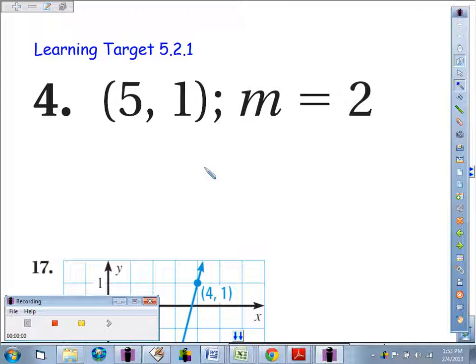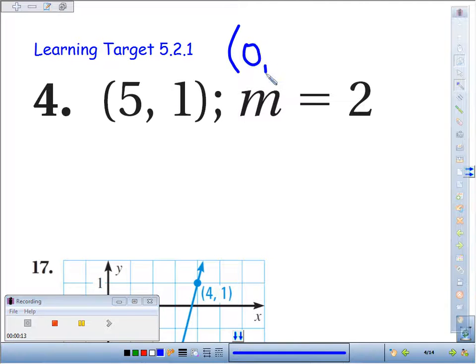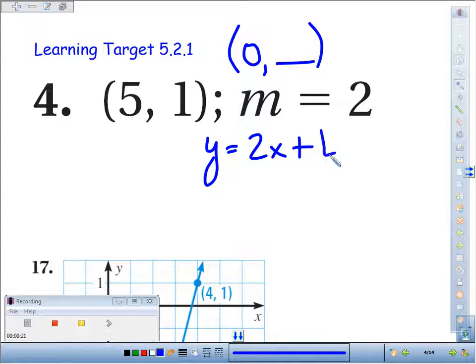Learning target 5.2.1 asks us to write a slope-intercept equation given a slope and a point on the line when we don't know the y-intercept or we can't see the y-intercept. Okay, they didn't tell us (0, blank). Okay, they gave us the point (5, 1). Slope is 2. Well, if we know the slope is 2, we know the equation has to start 2x plus something. The key is using this point.